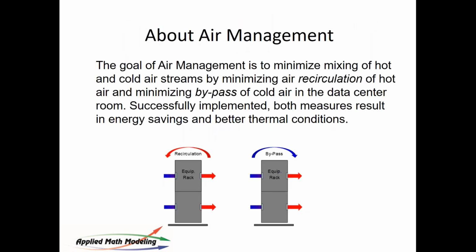So a few terms here, just in terms of air management, simple representation here. What you're trying to do is minimize the mixing of hot and cold air streams. You're trying to minimize the recirculation or bypass airflow. So these are two definitions. Recirculation is when the air comes out of the server and just goes around in a circle. This will happen if there's not enough air for the front end of that server for it to breathe. It'll just breathe its own exhaust. This is called rack recirculation.